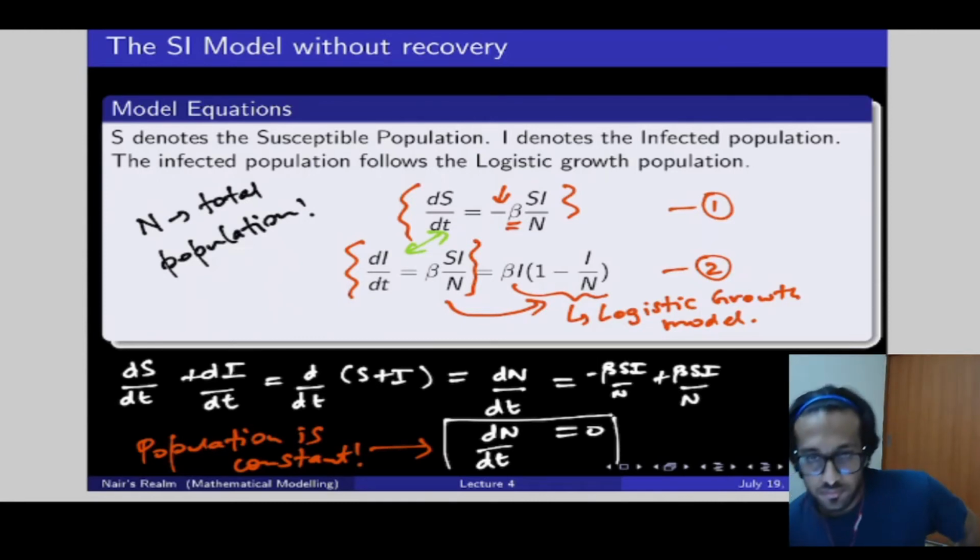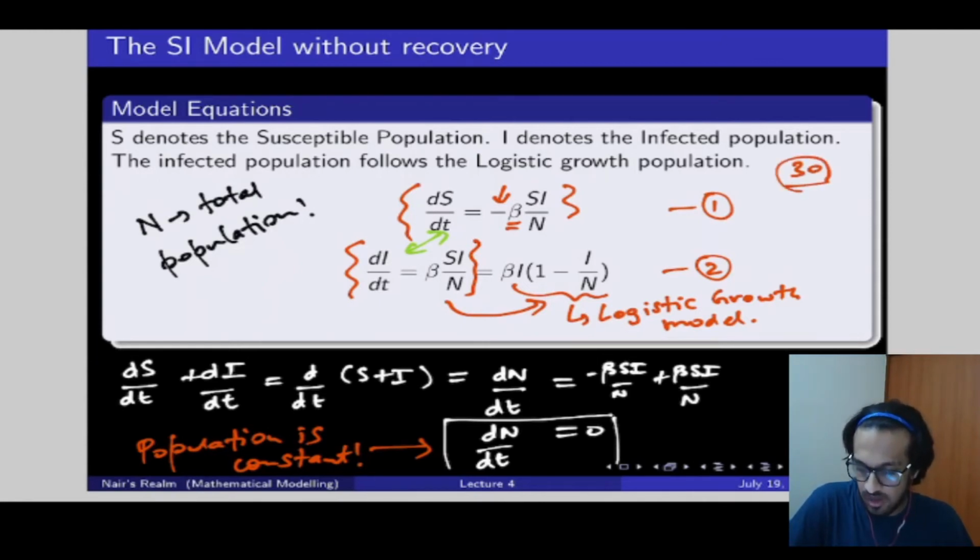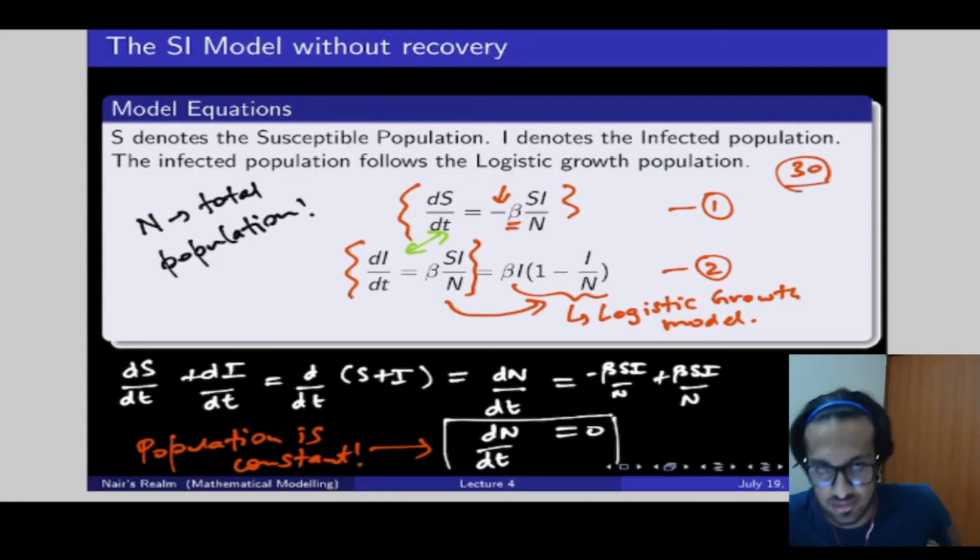Now, this is already a pre-existing model, right? It's not like you or I made this model, it already existed. And this model is for a disease dynamics model where there is no recovery. That means if someone is infected, they'll stay infected. It could be that we are just talking about, let's say, a 30-day duration, and the disease is such that in 30 days, nobody recovers. That's why we are using an SI model. In 30 days, you can be either susceptible or infected. You can't recover, none of that exists.